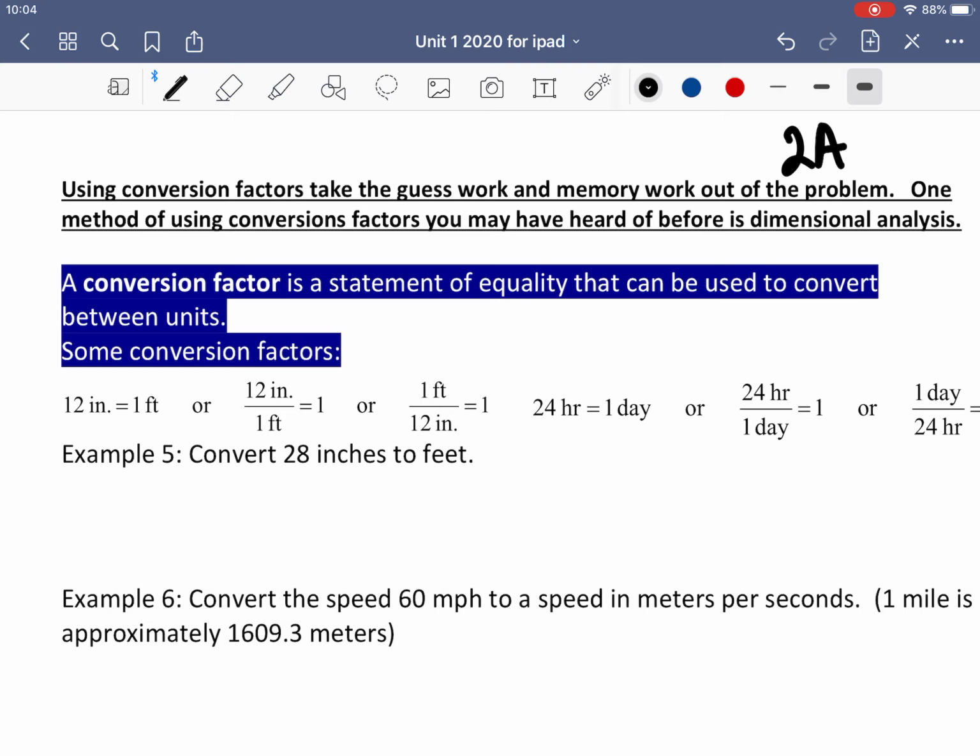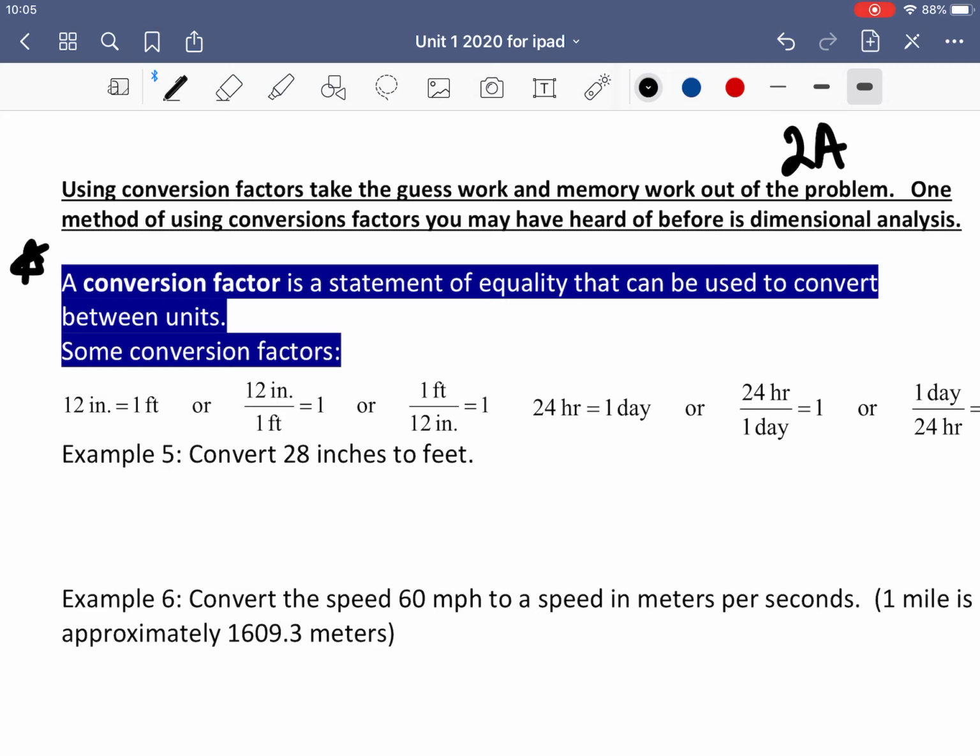Using conversion factors takes the guesswork and memory work out of the problem. There was a day I could do multi-step problems in my head, but at this point in my life, it doesn't work as well. And your brain's probably going 29 places at once, and so recording steps along the way, which dimensional analysis lets us do, keeps some of that memory work out and lets you focus on just doing the simple math that's left. So another definition, a conversion factor is the statement of equality that we can use.